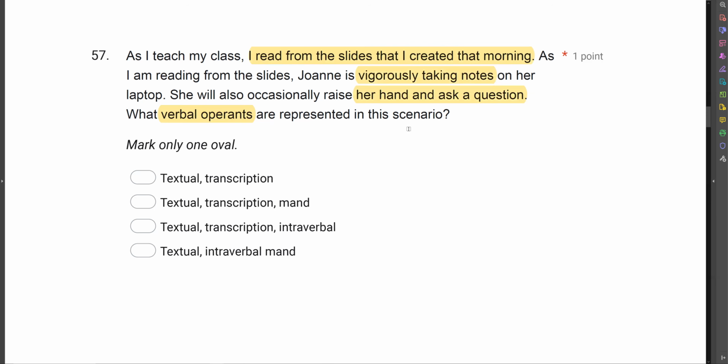So what is Joanne doing there? She's seeking information, right? For some reason, she needs information. She's making a request for information. So when you make a request, what do we call that? Well, it's obviously a mand. So we have a textual, reading, transcription, taking notes, and a mand, asking for information. So we have textual, transcription, A is out. Textual, transcription, mand, B looks good. Textual, transcription, intraverbal, no. Textual, intraverbal, mand, no. We need a textual, a transcription, and a mand, right?